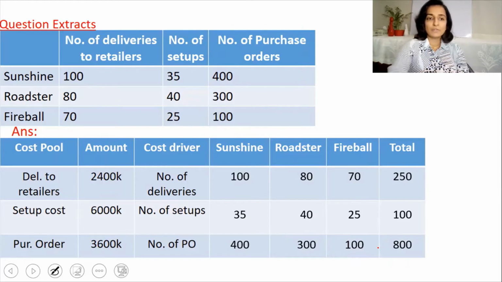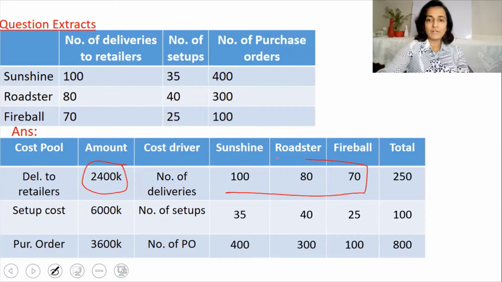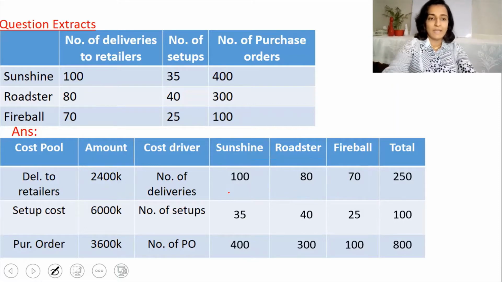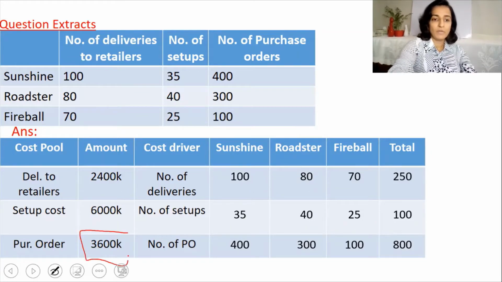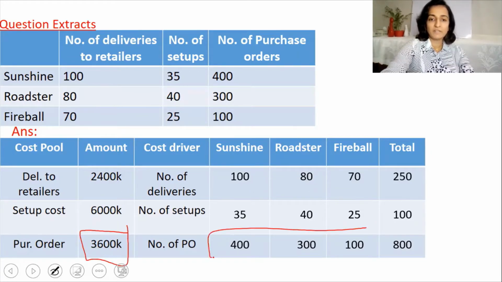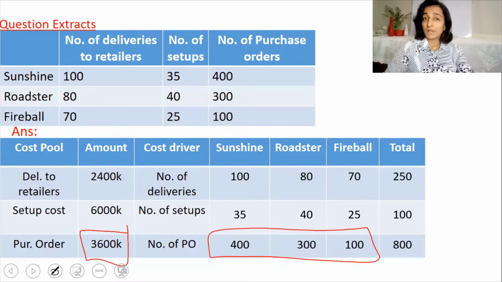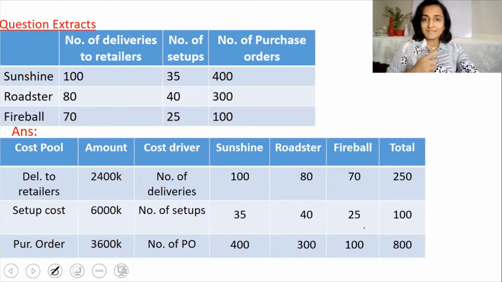So what are we trying to do? 2.4 million will be divided in the ratio of 100 is to 80 is to 70. And 6 million will be divided in the ratio of 35 is to 40 is to 25. And 3.6 million will be divided in the ratio of 400 is to 300 is to 100. So the first step is to find out the overhead absorption rate. So that's the last column.